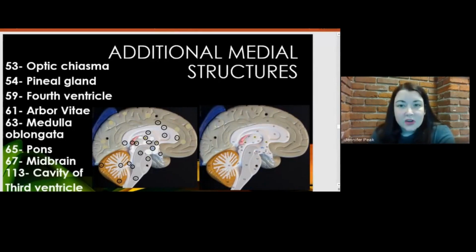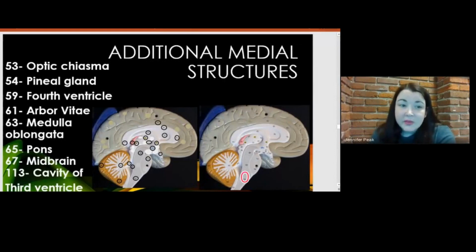Number 61 is your arbor vitae. Arbor tells me that it deals with trees, and vitae tells me that it has to deal with life. And this is known as your tree of life. It is a white matter area that brings sensory and motor information to your cerebellum.